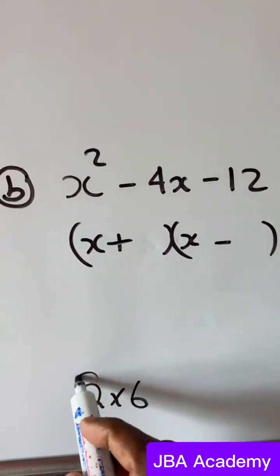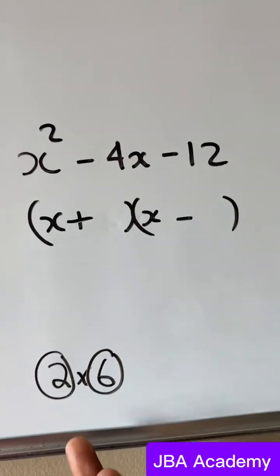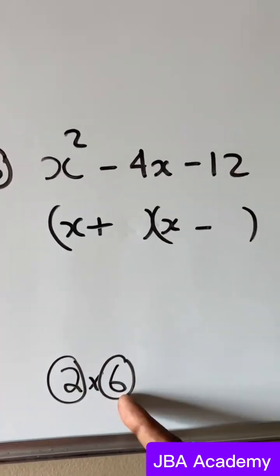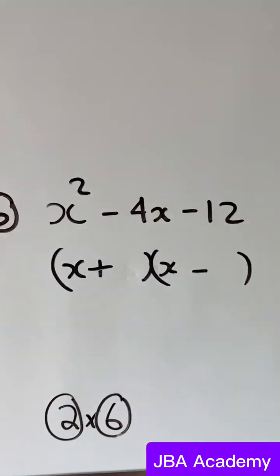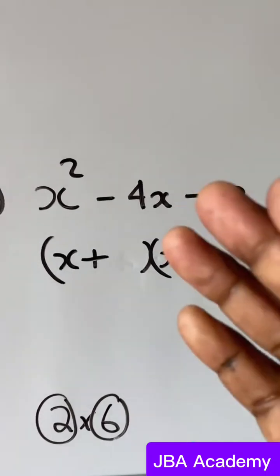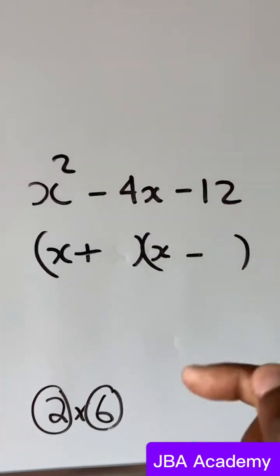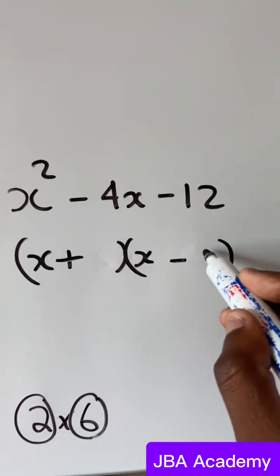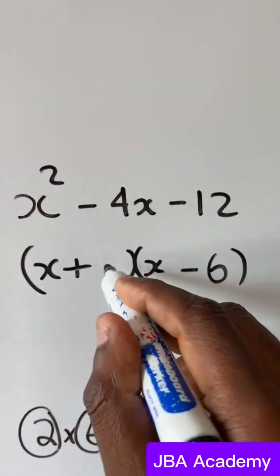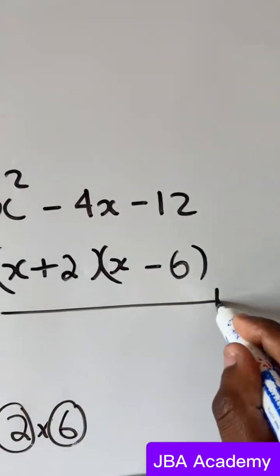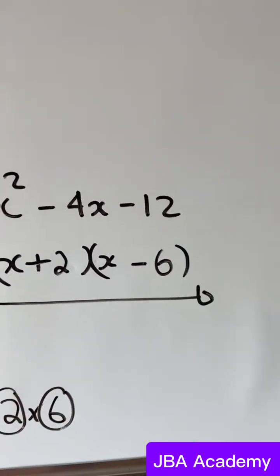But now remember, I told you you're going to have two factors. One is going to be big, one is going to be small. You take the big one and put it in the sign of the middle term. What is our middle term? Negative 4. So the sign of the middle term is negative. So we take the 6 because it's the biggest factor. We put it here, and then the 2 goes in there. We just factorized it. Now, you see what I mean?